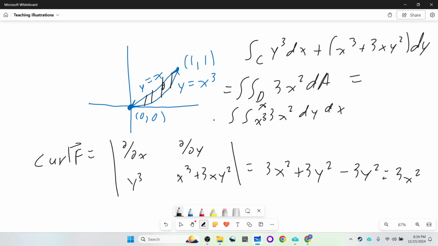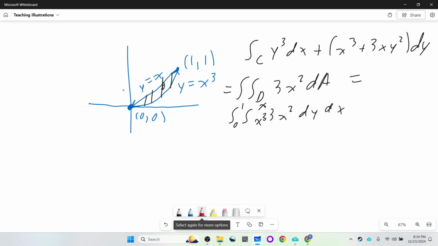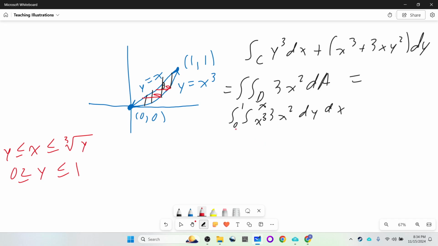And then x goes left to right from 0 to 1. Erase this part. The other method would be going left to right. You would say x would have to go from y to cube root of y, and then y would go from 0 to 1. Probably not too bad, but let's not mess around with cube roots if we don't have to.